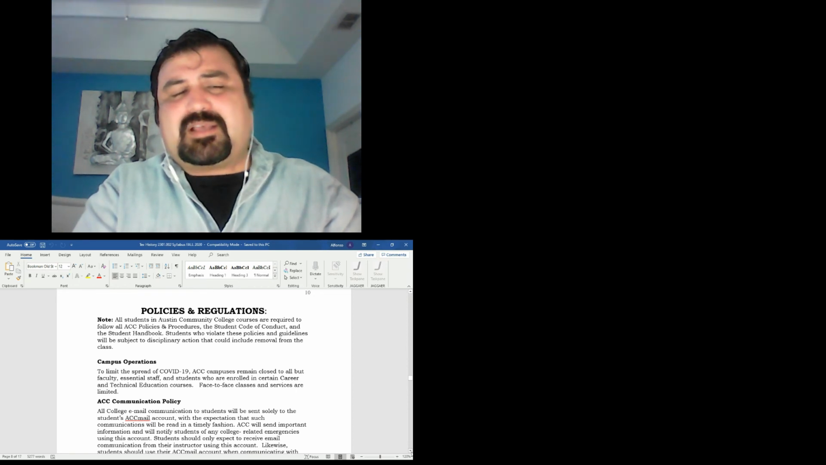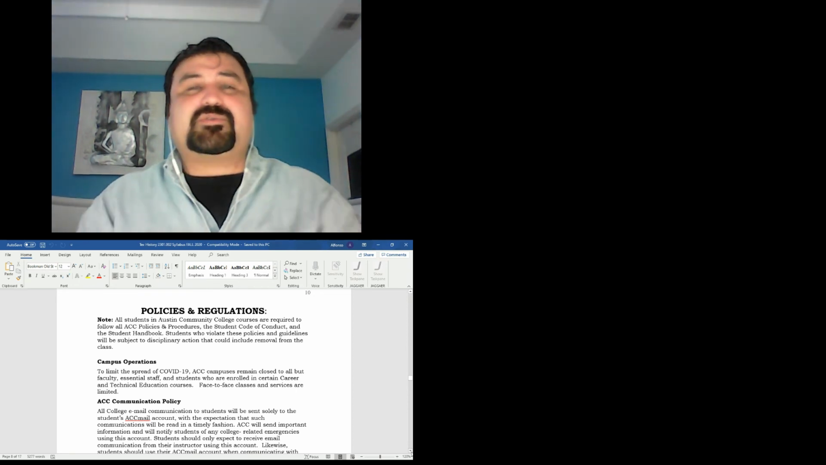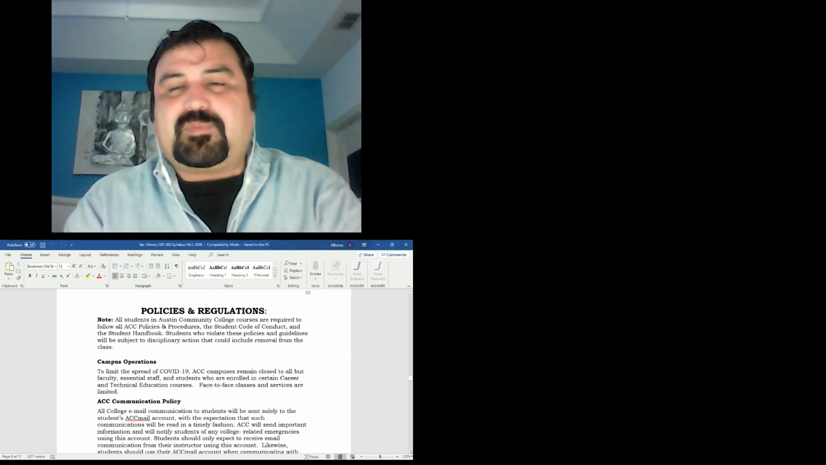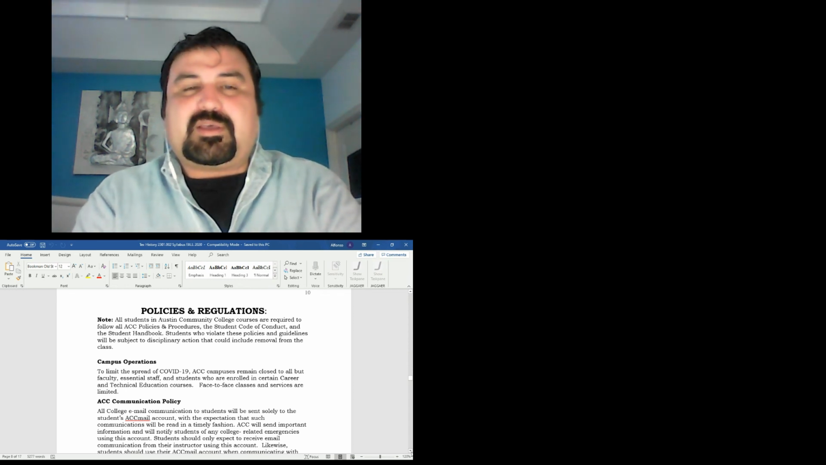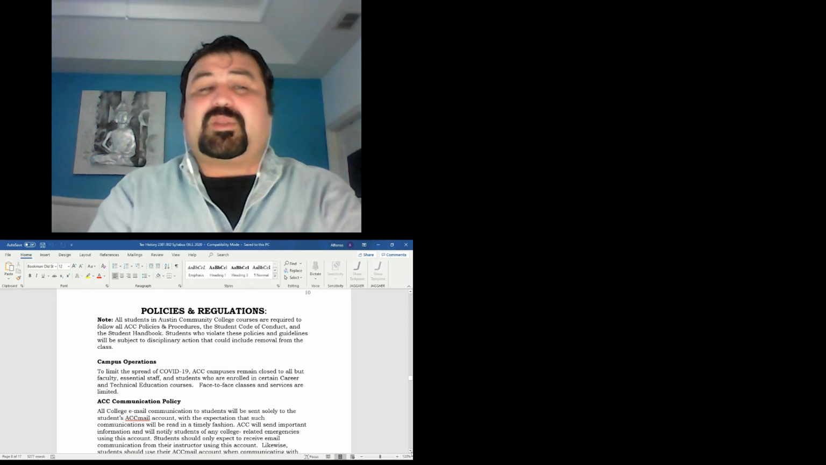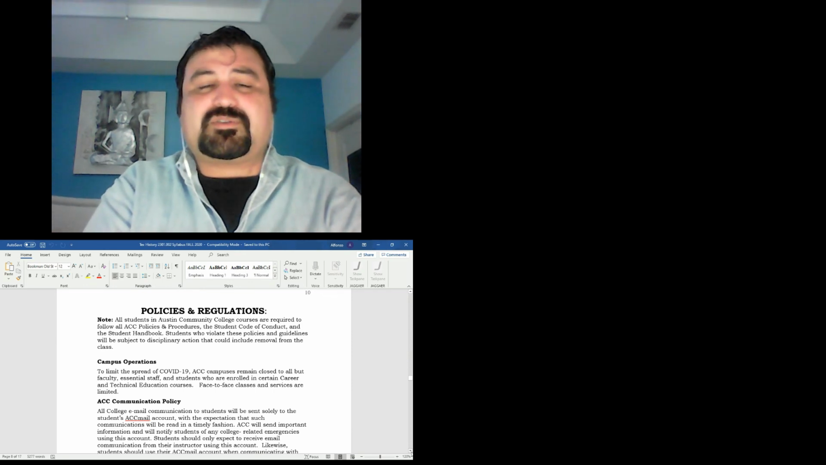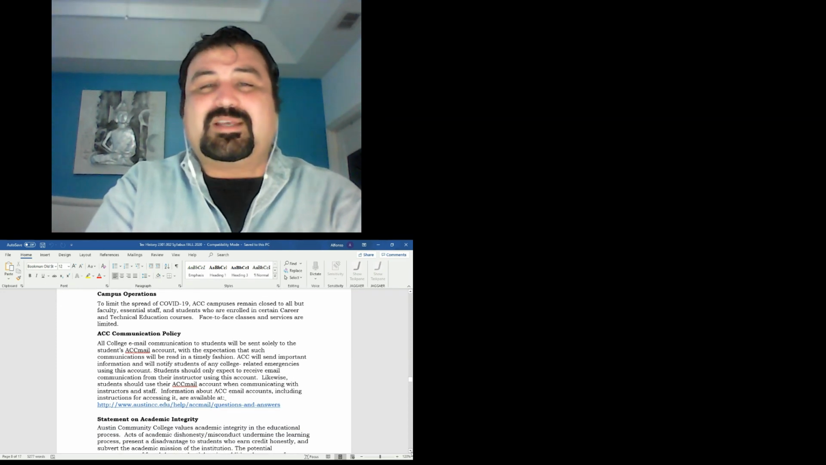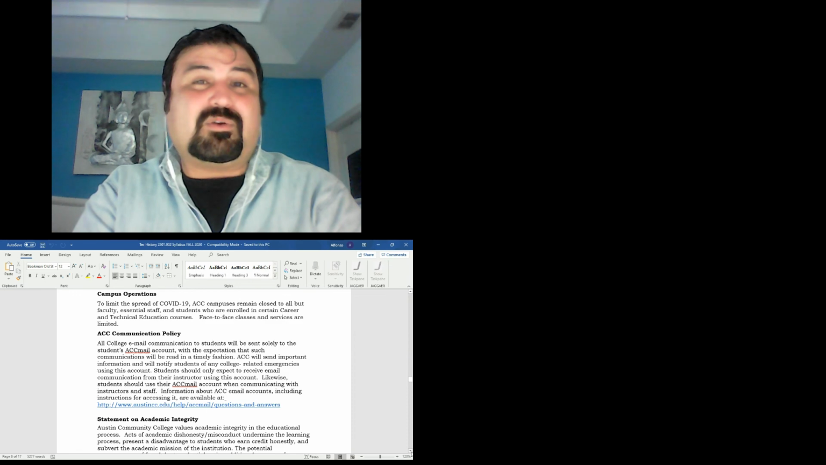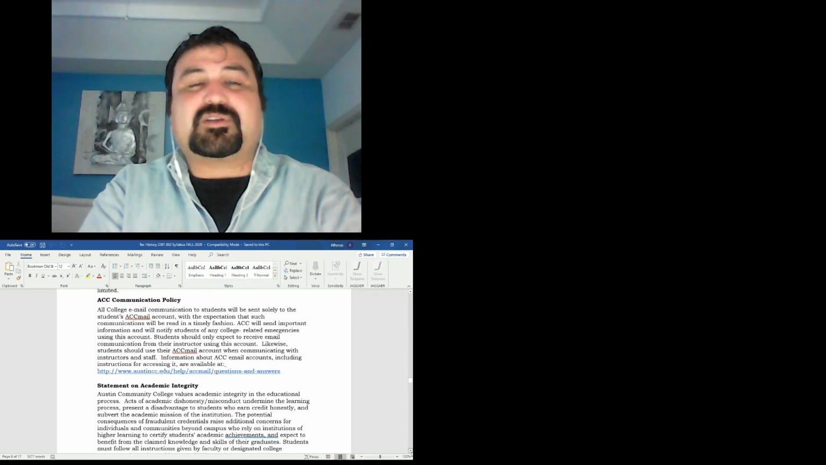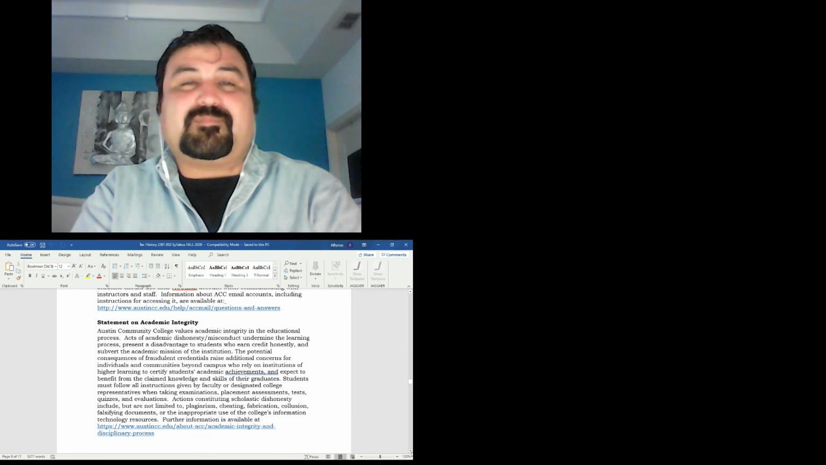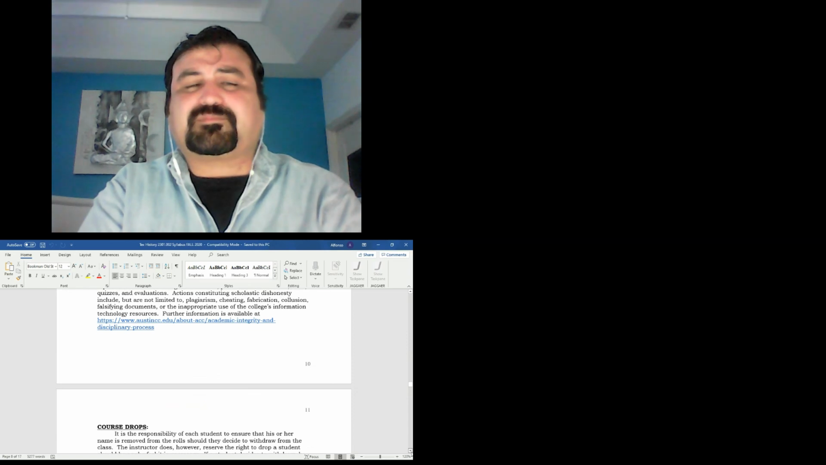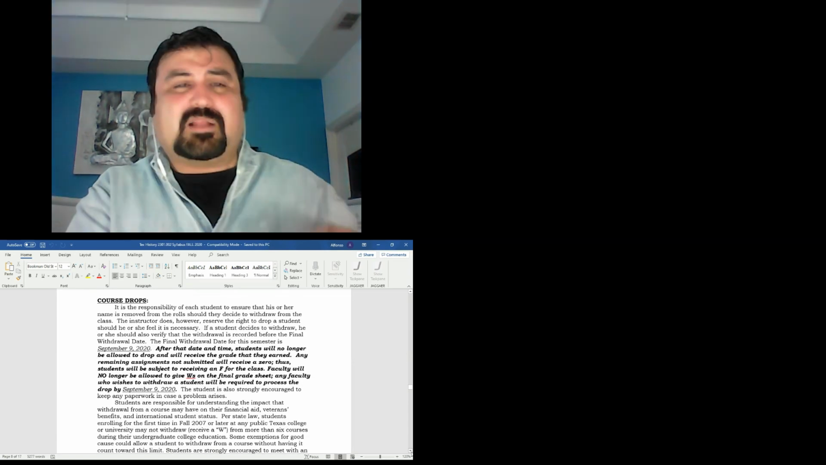And of course, on the very last pages, from page 8 to 17, you're going to find policies and regulations. It gives information regarding policies for communication, for example, between faculty and students, the campus operations, protocols that we must follow when we go to the campus, academic honesty and integrity as well, and policies on course drops.